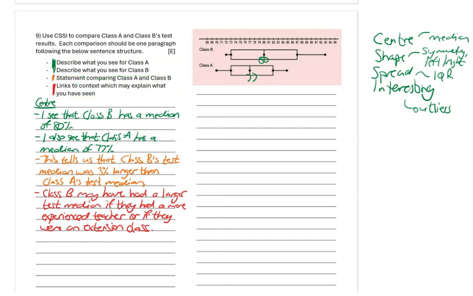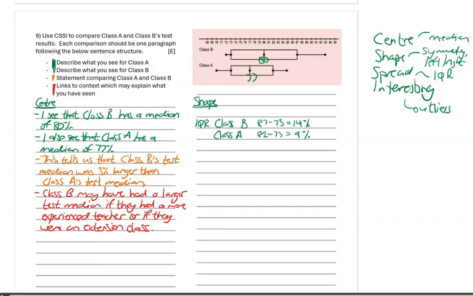And then finally, that last sentence there, I've tried to link it to context or explain what it means somehow. And then what I thought was, if Class B have a higher center, higher median, maybe their teacher is more experienced. So I've written that down. Maybe they've got a more experienced teacher, or potentially they're an extension class, and you'd expect an extension class to have students who maybe will get a couple of percent more on their test.